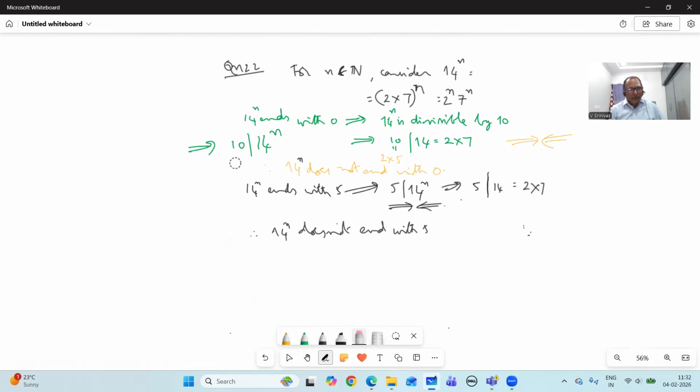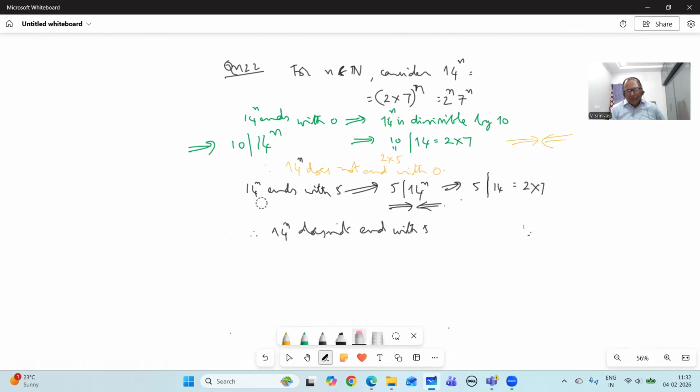So it has to divide. 10 is 2 into 5. So it has to divide 14 also, because 2 and 5 are prime numbers. Okay. So 10 divides 14. And 14 is 2 into 7, 10 is 2 into 5. Though 2 is present, 5 is not present in 14. 5 is present in 10, but 5 is not present in the prime factors of 14. And hence, this is an absurdity, an impossible situation. This happened because of this assumption, so our assumption is false. Means 14 power n does not end with 0.